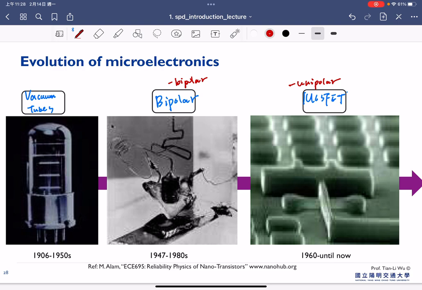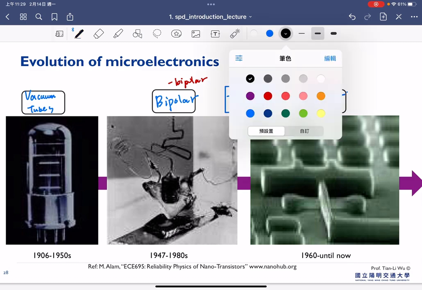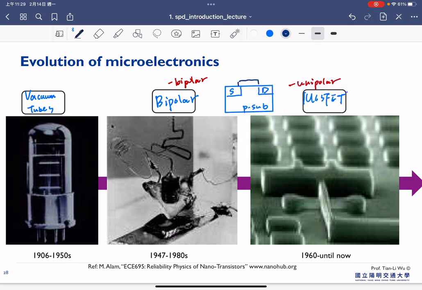如果我们只有一种 carrier 在传输的话，我们就一般叫做单极性的元件 unipolar. And the reason why the MOSFET is considered unipolar is because if we look at the schematic for our MOSFET transistor, we have the source and drain, as we said previously. We have a P-type substrate, we have the dielectric, and we have the gate.